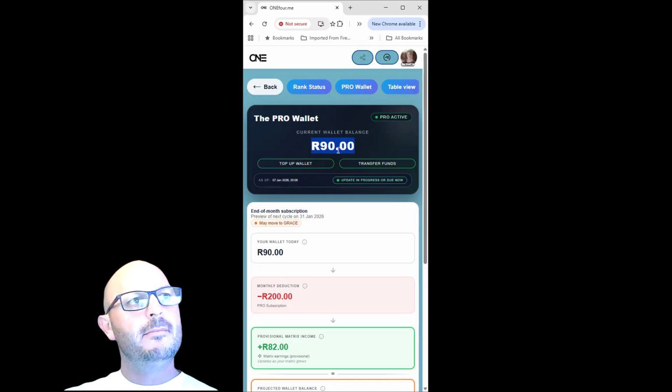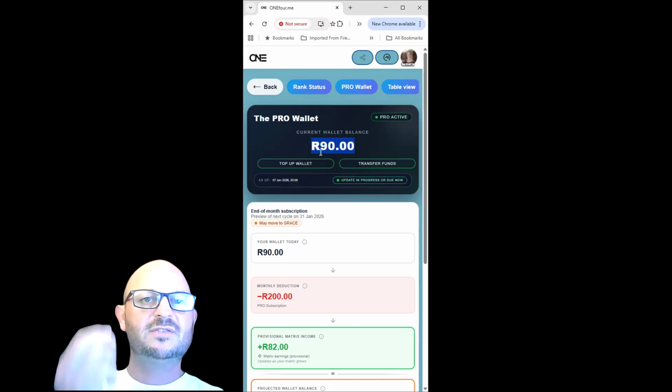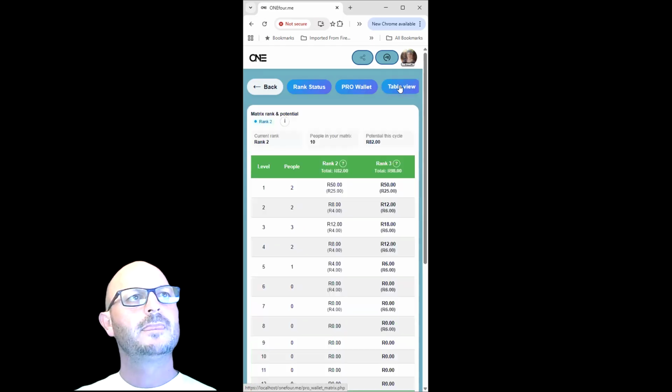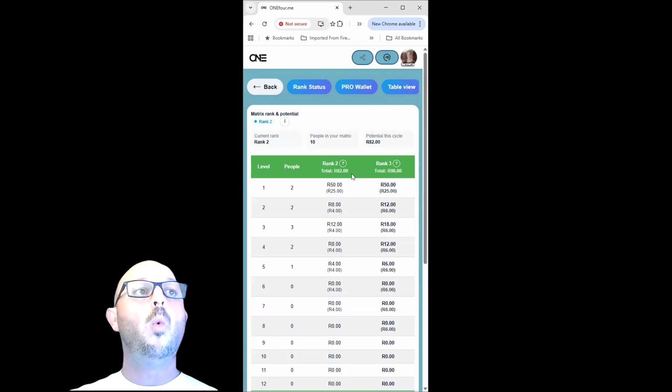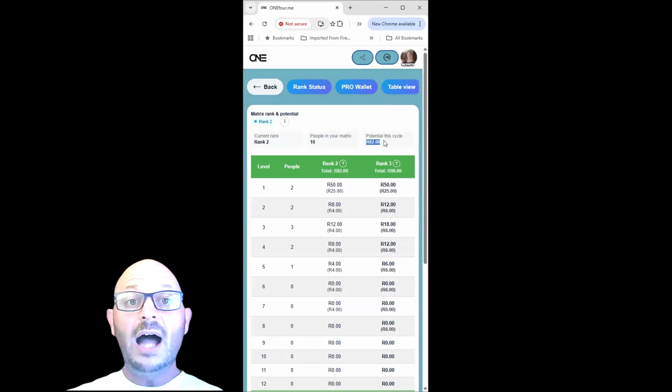So if I take that amount and I add it to what my matrix value is. Now, what is my matrix value? If I go to my table view, in other words, I click on that button over there, it will show me how many people I have in my matrix, how much am I earning in my matrix, and what is the potential value of my matrix at the end of this cycle. Why does it say potential?